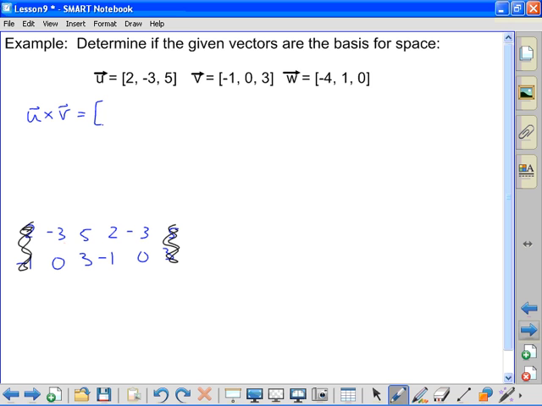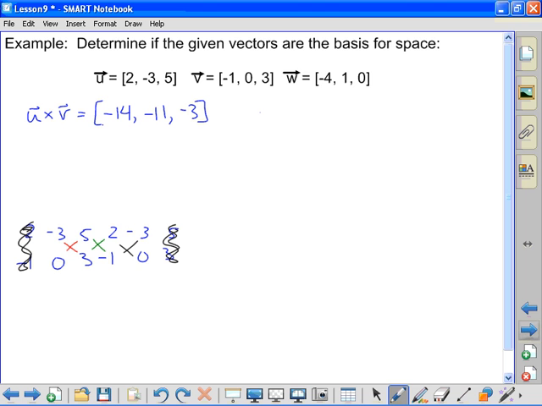I'm going to speed up the process here. So I have negative 9 minus 5, so we have negative 14. The next one, I would have negative 5 minus 6, that's negative 11. And the last one, 0 take away 3, so negative 3. So there's u cross v.